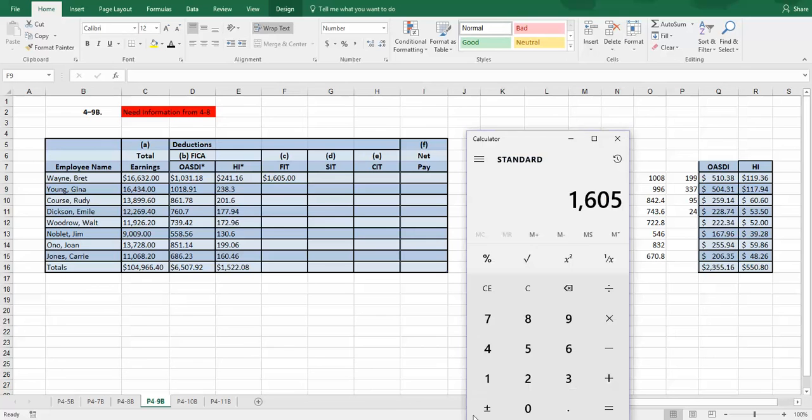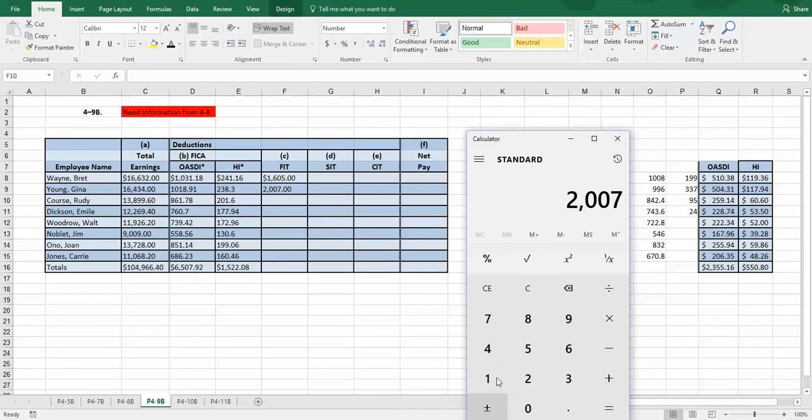And so let's do that again. We have $337, which is what we calculated as the regular federal income tax, times 3, since there's 3 paydays for this person in the quarter, gives us $1,011, and we're going to add to that $996. That is the supplemental federal income tax. So that's $2,007.